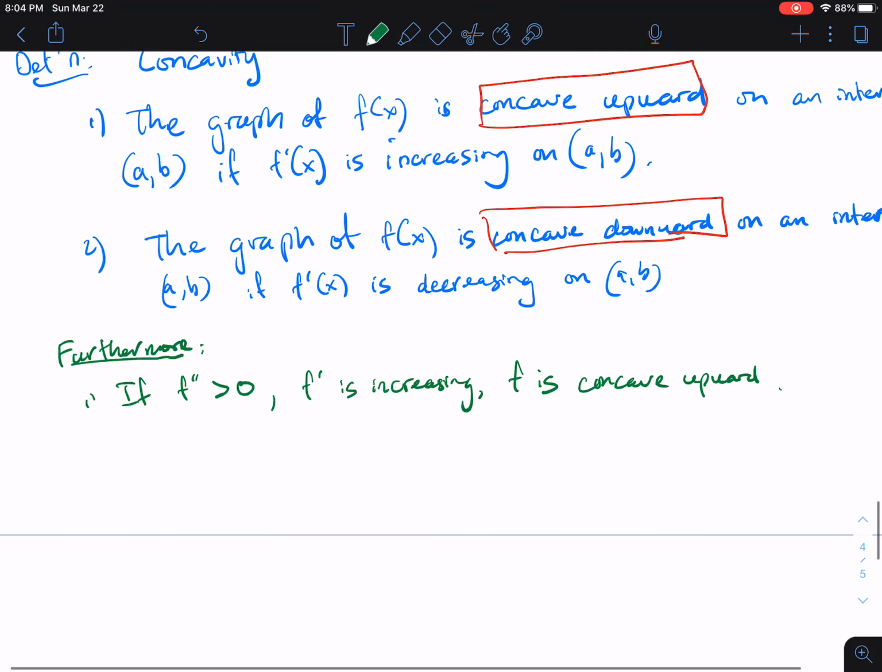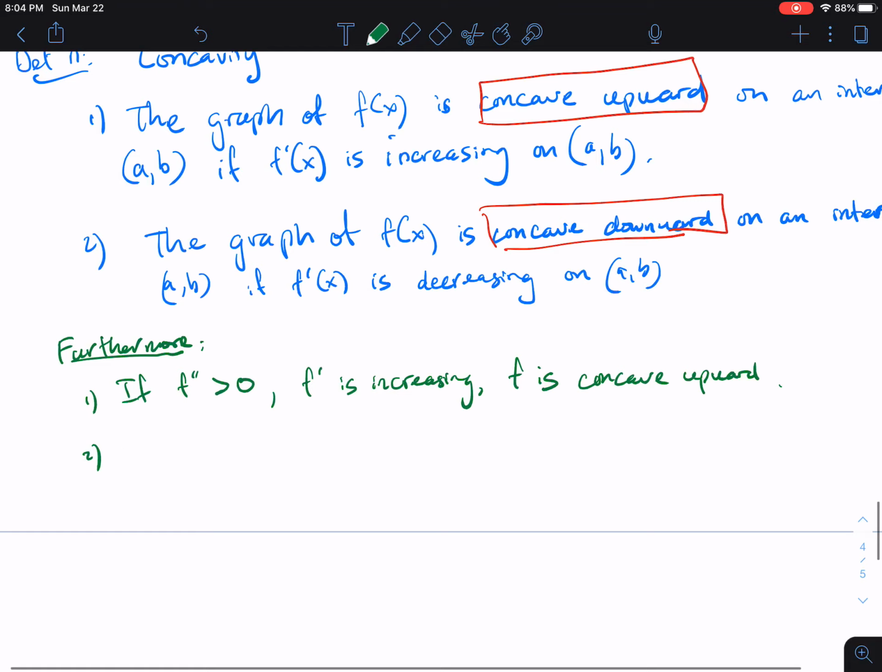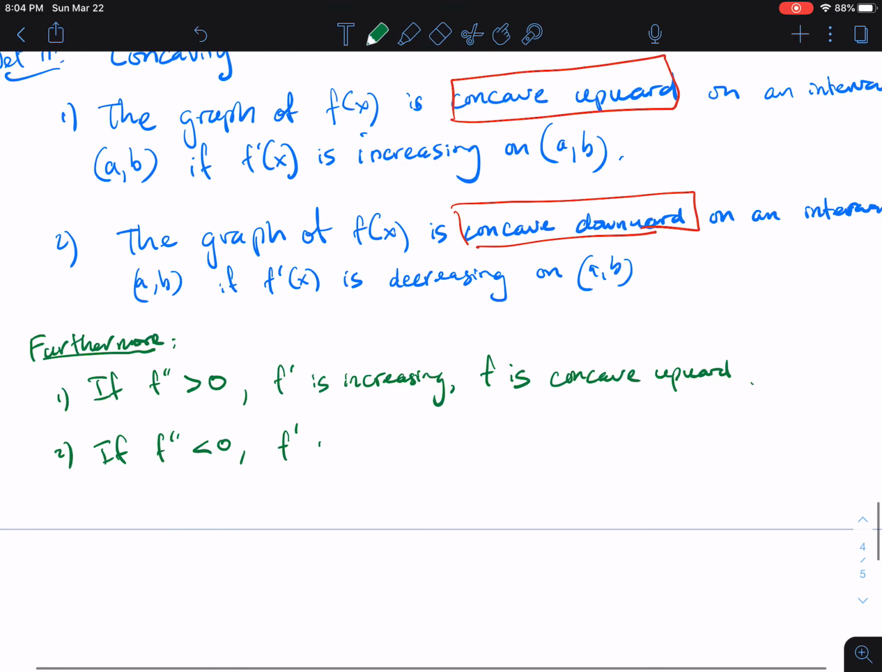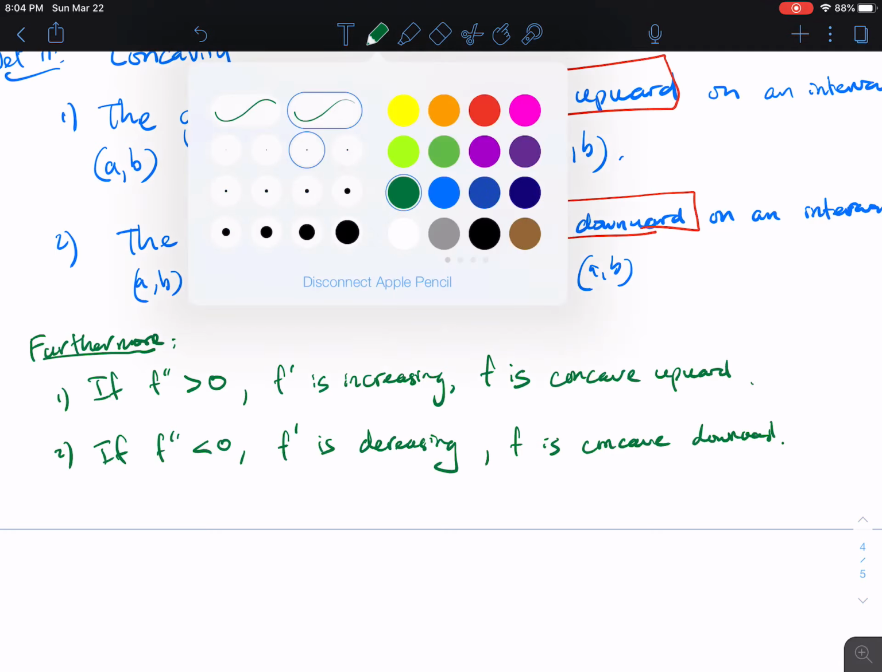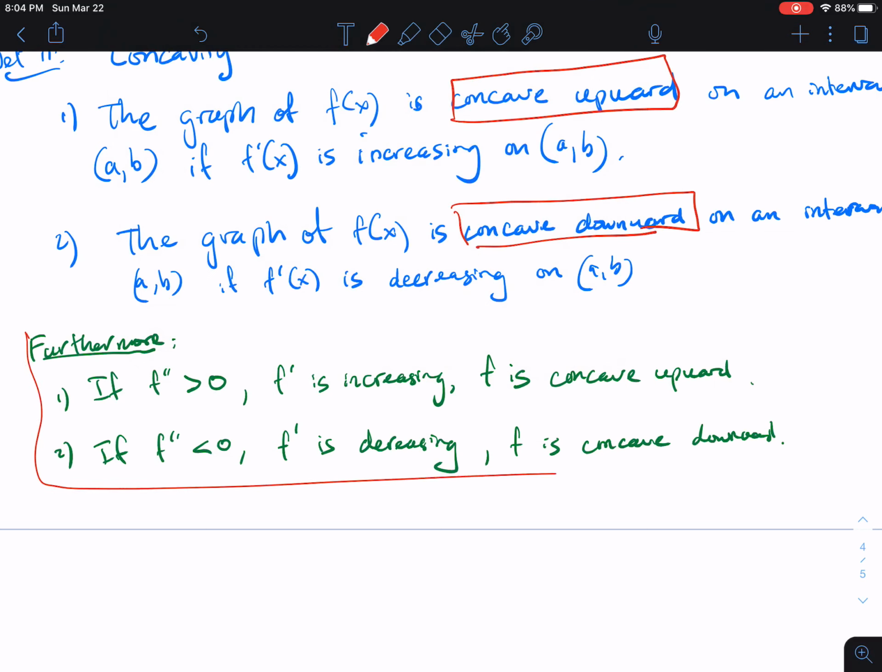The similar case is, what if f double prime is negative? Then the first derivative function is decreasing, and then the function itself is concave downward. So let's go ahead and box this here. This is the important relationship between the three functions. I would put this in a note card if I were you.